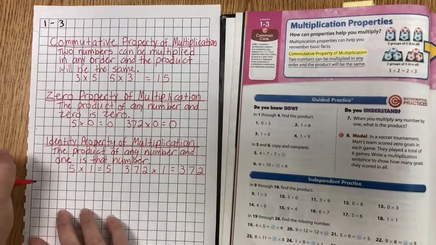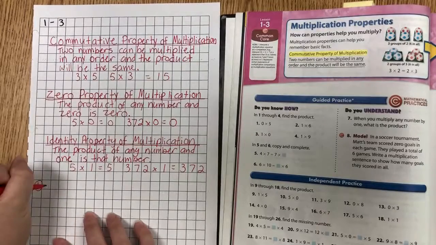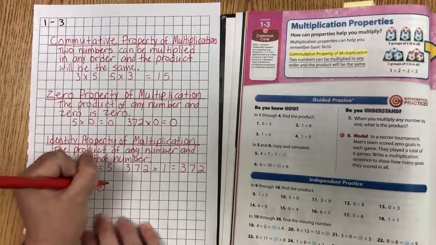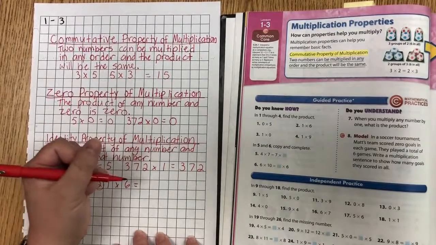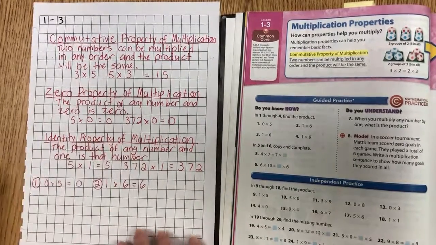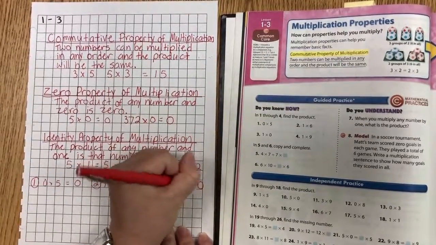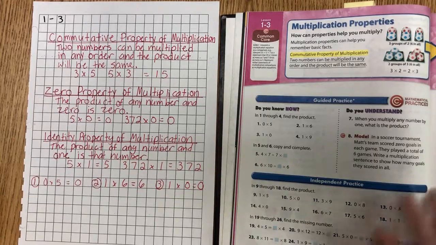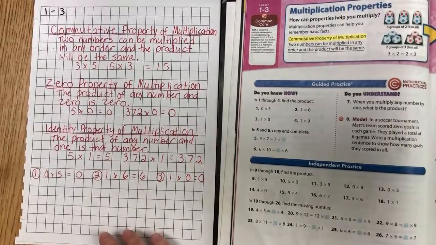So if we look at number 1, what's 0 times 5? 0 times 5 is 0. What's number 2? 1 times 6. Hello? 1 times 6? 6. Number 3. 1 times 0 is 0. This stuff we can fly through. This is happy math right here. Yeah. Literally. We can fly through this. Now, number 4, 1 times 9, 9.